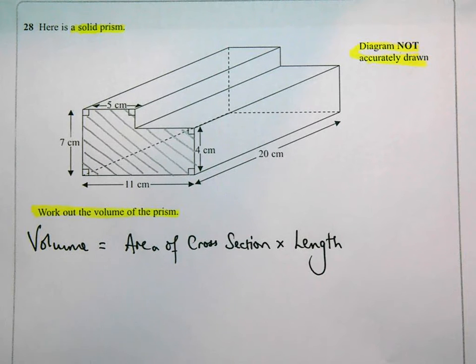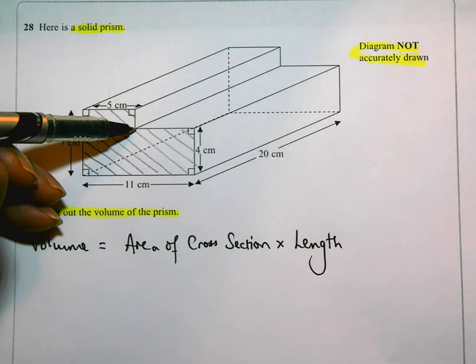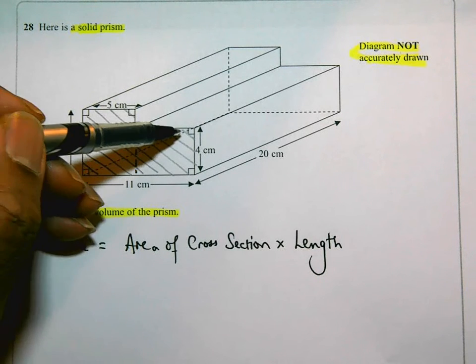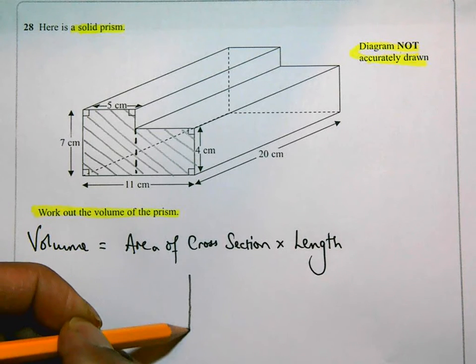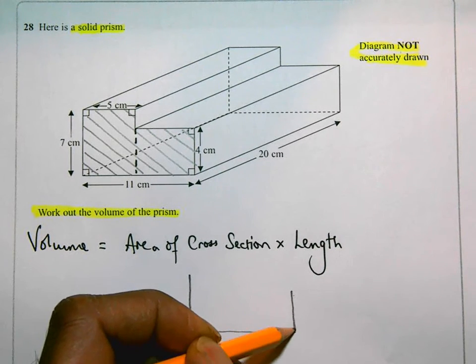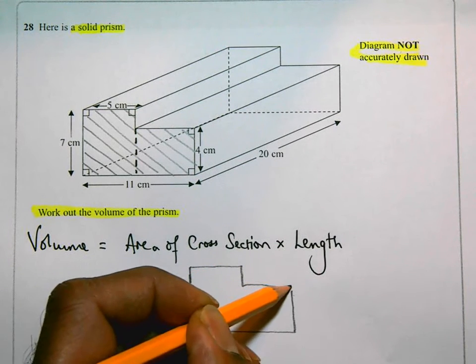So the first thing I need to do is to work out the area of that face. How do I do that? That's a compound shape. And if I split that into two rectangles, right? So looking at that shape there, I'm going to draw a sketch of it just down here, so I could do my workings around it. It's almost that sort of L shape.